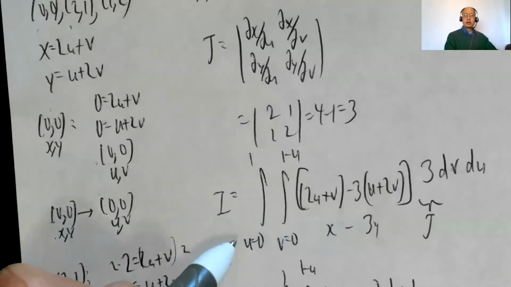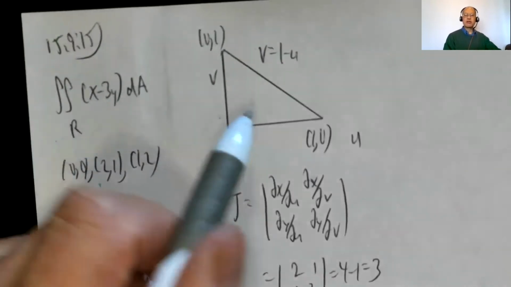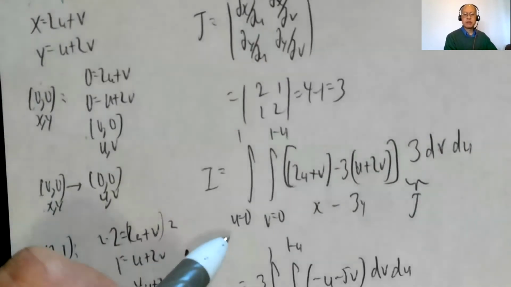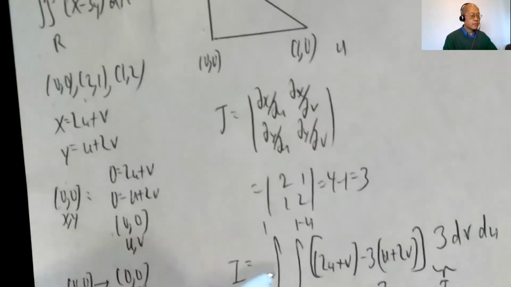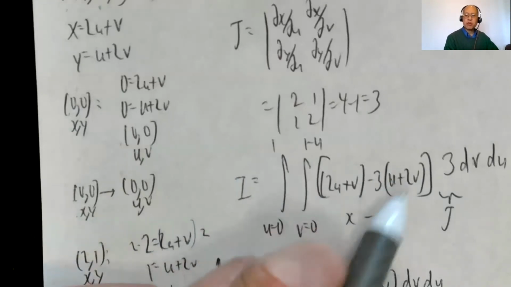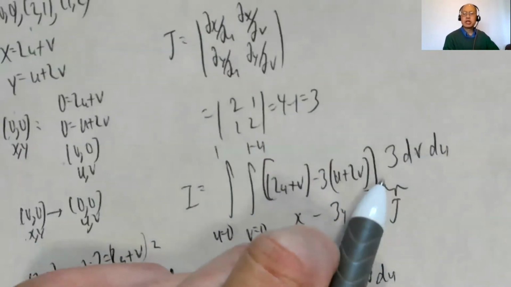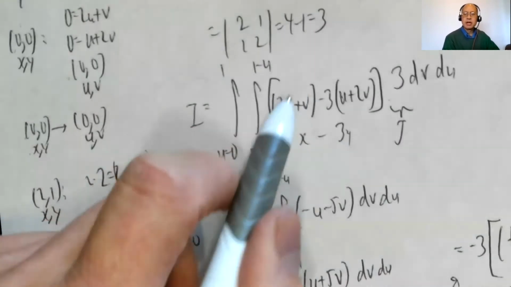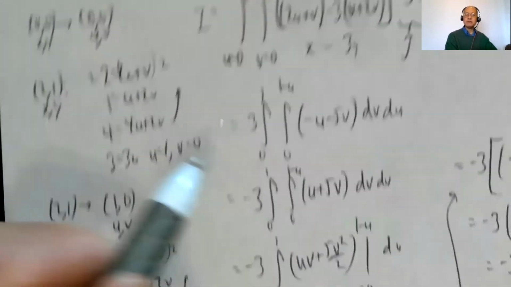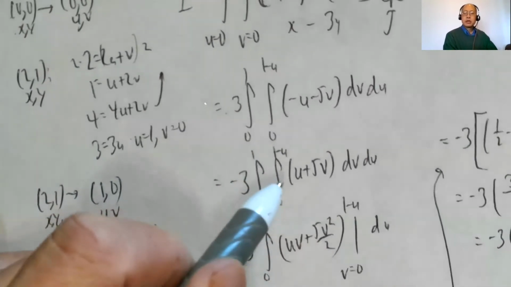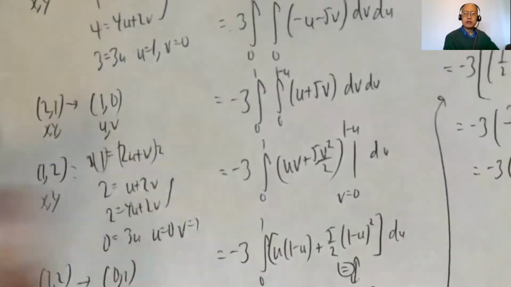So double integral. Okay, v is going from 0 to 1 minus u. It's functioning like y. And then u is going from 0 to 1 of x minus 3y. So x is 2u plus v, minus 3y, 3 times u plus 2v, times the Jacobian of 3, dv du. Take out the u, 2u minus 3u is negative u. v minus 6v is negative 5v. Okay, I decided to take out the negative 1. So negative 3, u plus 5v, dv du.